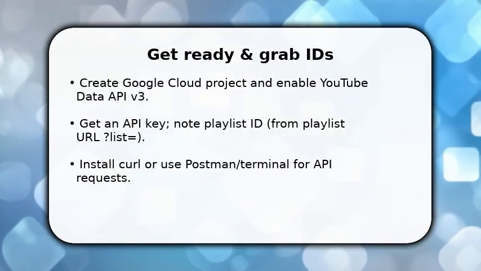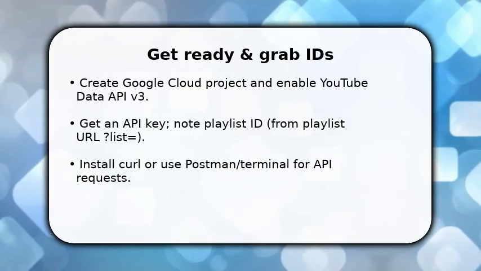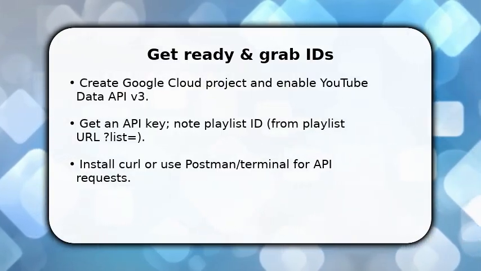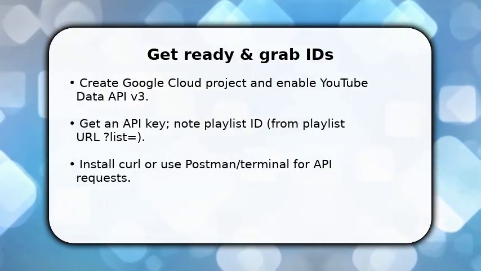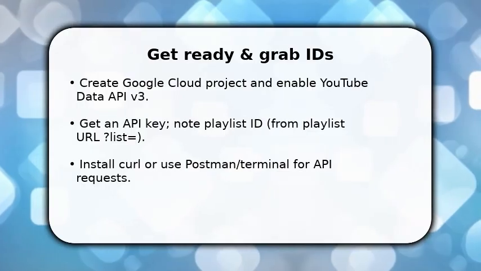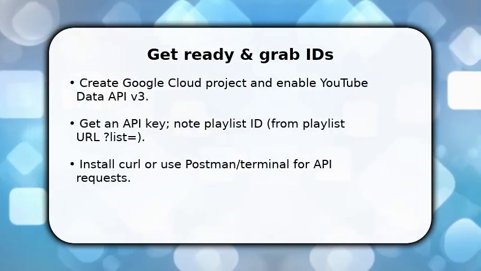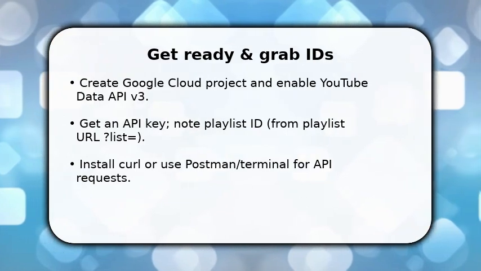Next, open a terminal or Postman. You will request playlist items with part equals snippet, content details, and your key. Run the first call with max results equals 50 to fetch the initial batch of items. This step exposes the video ID quickly, so you can move on to checking each entry.